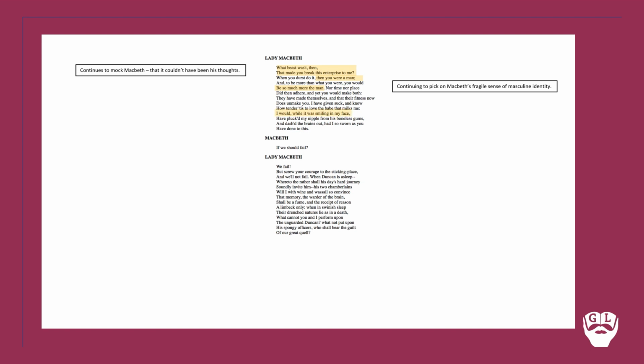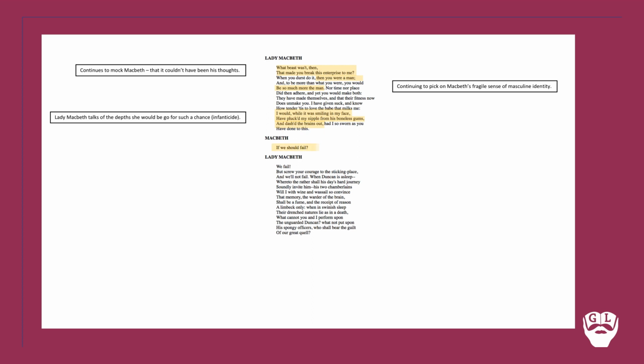Now, she uses the analogy of a young child, the babe that milks me, and she says, "I would, while it was smiling in my face, have plucked my nipple from his boneless gums and dashed the brains out." Uses this extremely violent imagery of infanticide, the murder of a child, to talk about the depths she would go for such a chance, take the most vulnerable, fragile of all life, and brutally, very vividly describing how she would murder it in order to get the crown. And an imagery that is so vivid that it often gets a reaction in my classes, and rightly so.